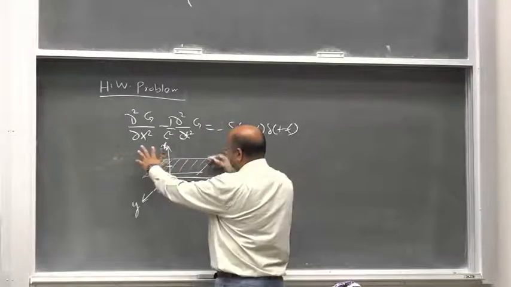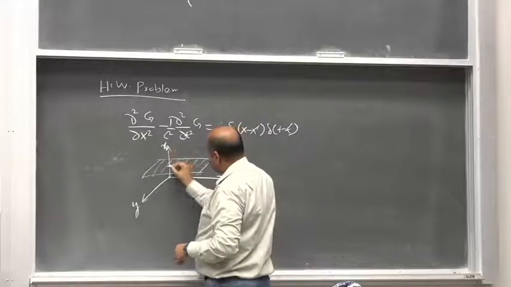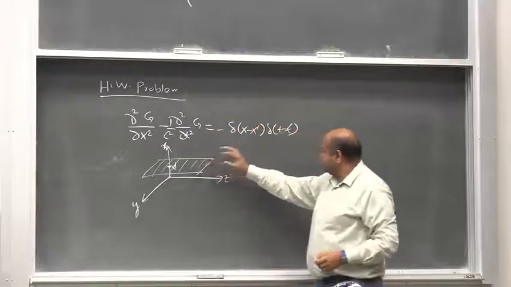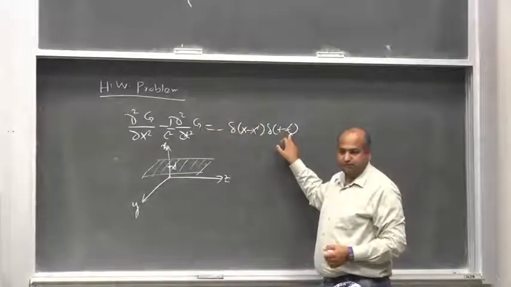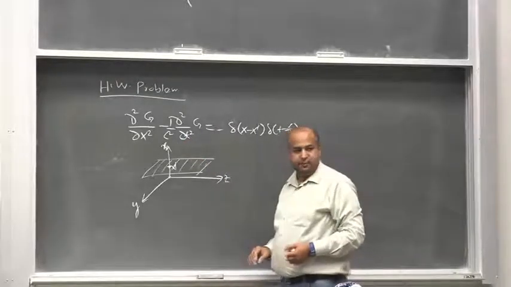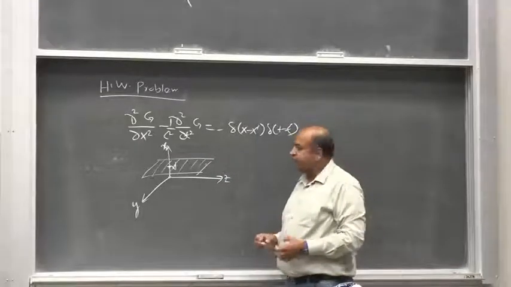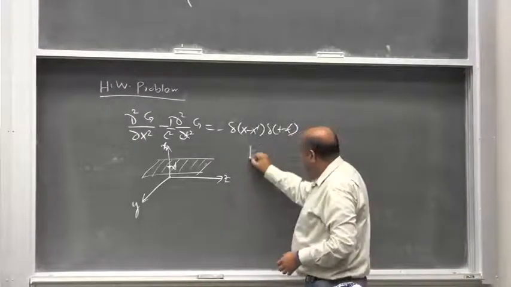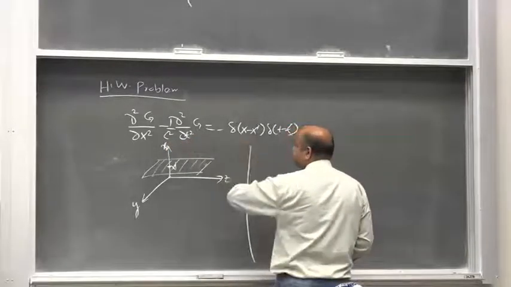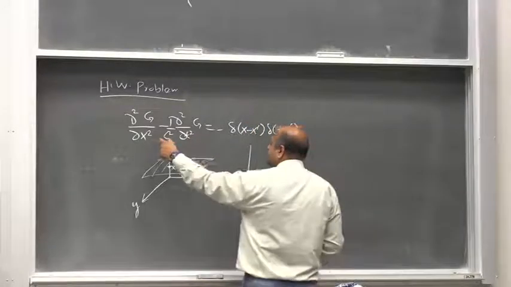So this plane that goes to infinity along y and z and cuts the x-axis at x equals x prime is briefly lit up at time t equals t prime. And you found the field because of this sheet source. The method was the same one we already discussed in class: you take the Fourier transform of this thing, the three-dimensional Fourier transform in time.